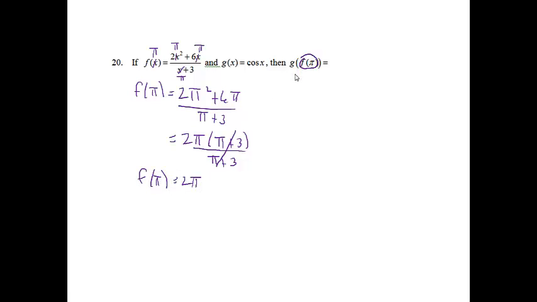Right? So now if I come back over here, I just found that f of pi was equal to 2 pi. So now I'm going to go into the g function. Wherever I see an x, I'm going to put 2 pi. So this will equal cosine of 2 pi. And cosine of 2 pi is going to be the same thing as cosine of 0, which equals 1.